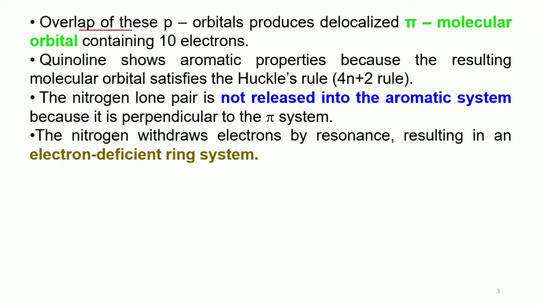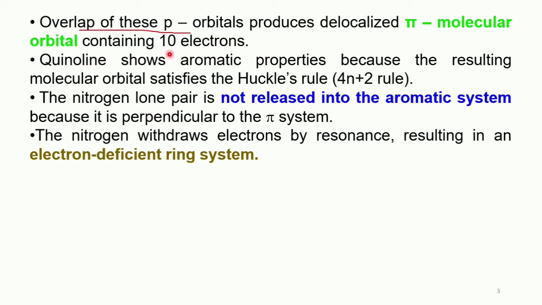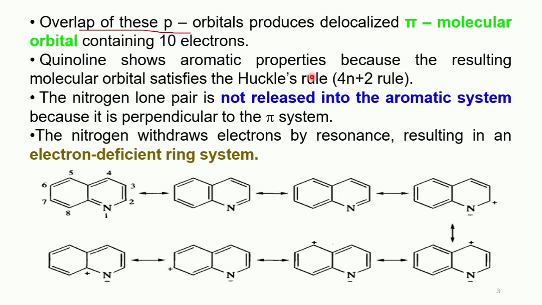The overlap of these electrons gives a pi molecular orbital containing 10 electrons, so it obeys Huckel's rule. According to Huckel's 4n plus 2 rule, n indicates the number of rings. The number of rings present in quinoline is 2, so 4 into 2 is 8, plus 2, gives 10 pi electrons, that is, 10 electrons must be present in the pi bonds. So quinoline shows aromatic properties because the resulting molecular orbital satisfies Huckel's 4n plus 2 rule.